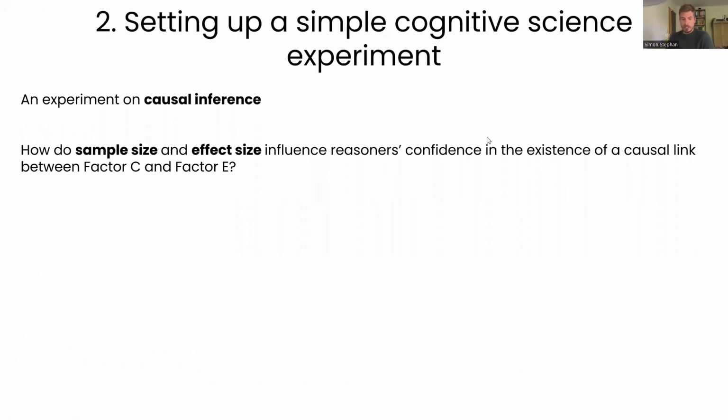So just to wrap this part up before we finally move on to the programming or implementing of this experiment, what was this experiment about? As you might have guessed, this is an experiment on causal inference. As I told you, I have a background in causal reasoning research, and the question that this experiment might be answering is the following: how do sample size and effect size influence a reasoner's confidence in the existence of a causal link between two factors, factor C and factor E?